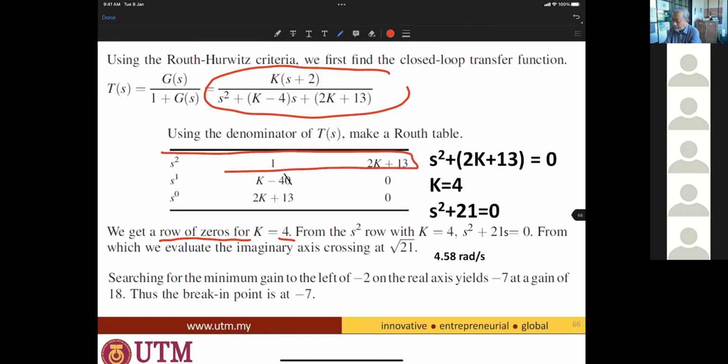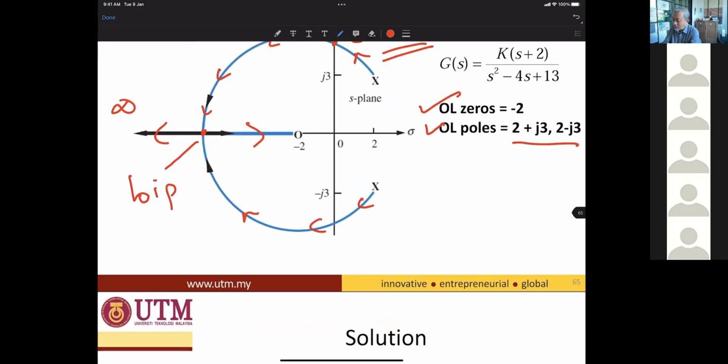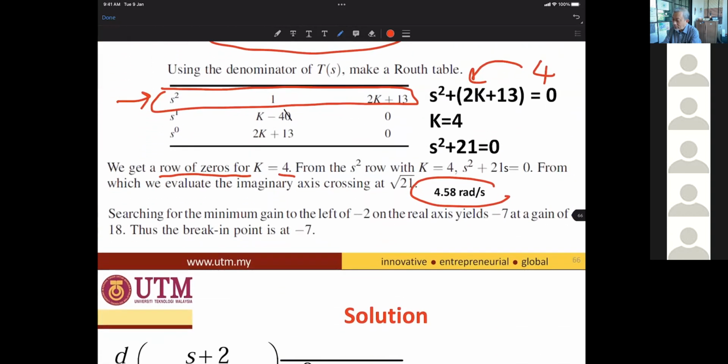s squared, and then you insert this value as 4 because 4 is the critical gain. Then you find the roots of this s squared plus 21. So the value is 4.58. In the computer we got 4.56, more or less the same. So it can be accepted.